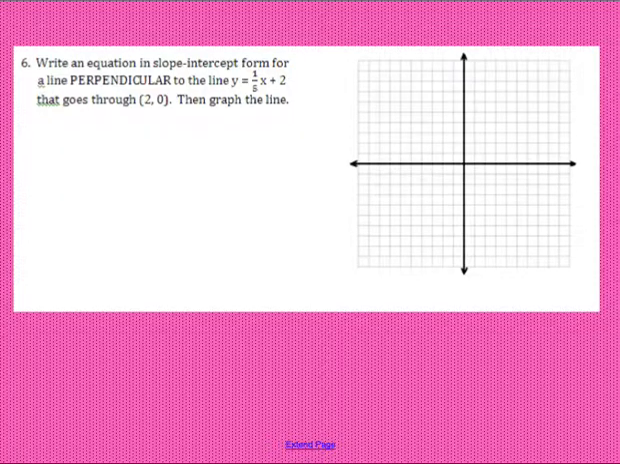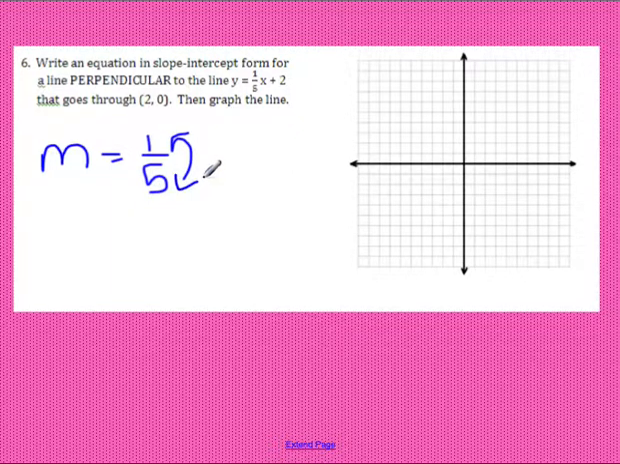Okay, so let's take a look at this last one. It says write an equation in slope-intercept form for a line perpendicular to the line y is equal to 1/5 x plus 2 that goes through the point 2, 0, then graph the line. So the first thing we need to remember about perpendicular lines is that the slopes are opposite reciprocals. So right now I have a slope of 1/5, and I want to figure out the slope of a line perpendicular to 1/5.